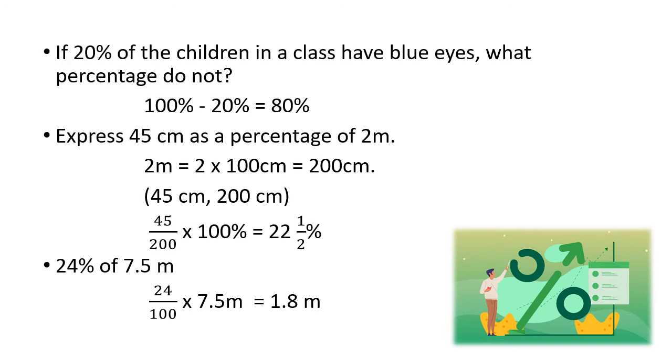Now check this last example also. 24% of 7.5 meters. Now we know the percentage amount. We have to write it in fraction form, 24/100. Multiply it by 7.5 meters. The final answer is 1.8 meters.